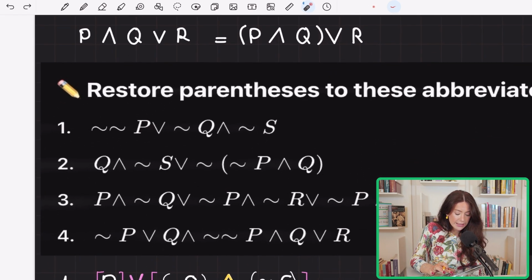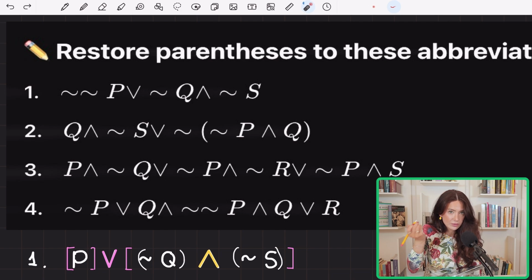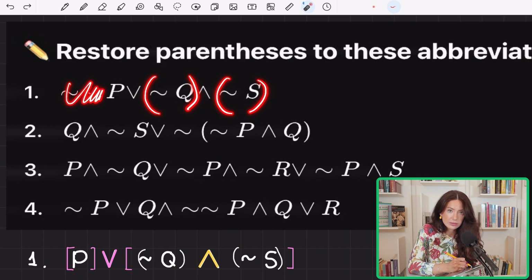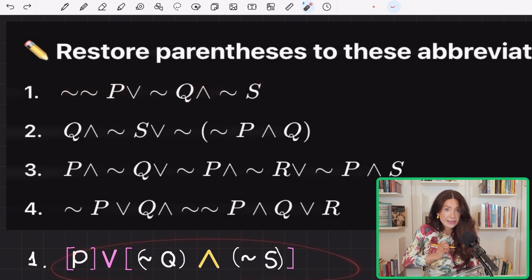So let's go over and do these exercises. So here I would do parentheses there and then here, but these cancel each other, right? Because that's the double negation law. Then I will do this, and then there's nothing here. Then I'm looking for "and." I will draw parentheses there, and that's it. You have two disjuncts, P and not Q and not S. Okay, that's what you have here.